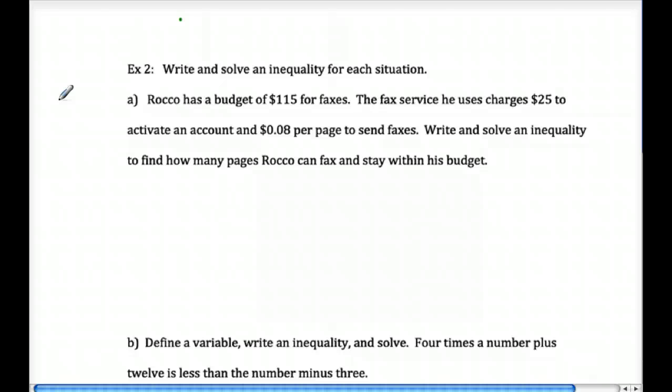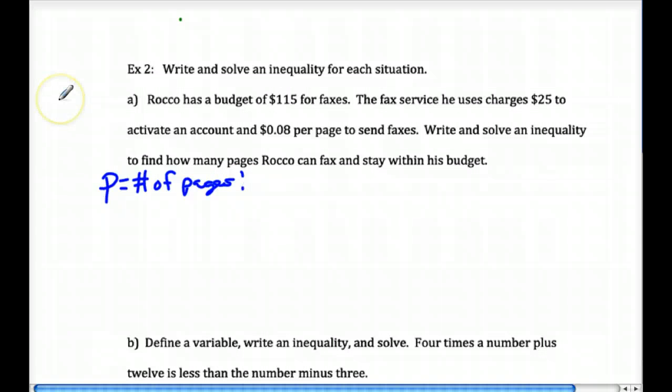Good job. All right, here's what happens. The fax service that he uses charges $25 to make an account, and then 8 cents per page to send faxes. Write and solve an inequality to find out how many pages Rocco can fax and stay within his budget. What's a good variable to use for pages? P. I'm going to define it: P equals number of pages, the greatest number that he can have and still stay under his budget.